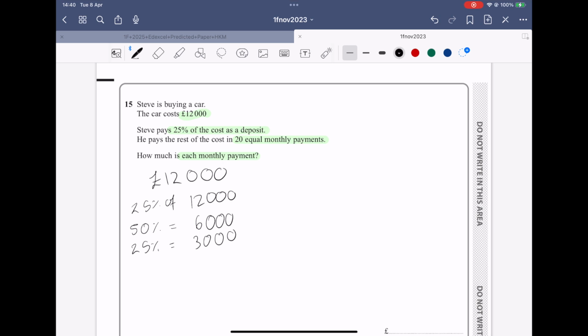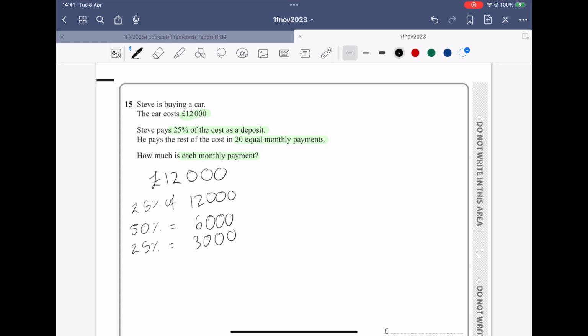Okay, so that's 25%, 3,000. Okay, so that is 25% of that amount. Where are we? I'm just going to have to speak louder, I think, to try and drown out the car.